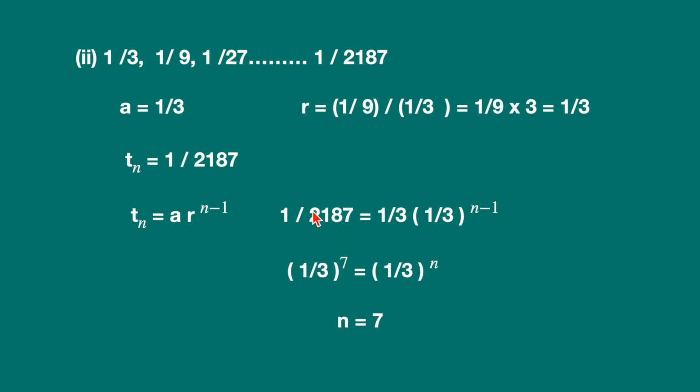Okay. Now if you factorize this, you will see that 2187 is equal to 3 raised to 7. So we can write 1 upon 3 raised to 7. This number is equal to 1 upon 3 multiplied by 1 upon 3 raised to n minus 1. You have to add the powers. This is raised to 1. So when you multiply it, it will become 1 upon 3 raised to n minus 1 plus 1. Because this power is 1. So minus 1 plus 1 will cancel. You are left with n. So when you compare, n is equal to 7.